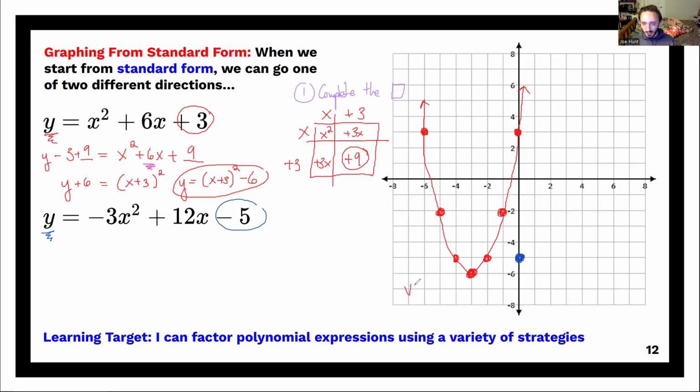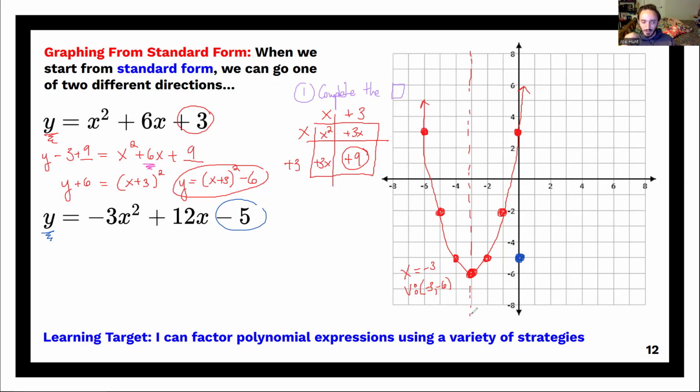What I want you to notice here on the vertex is that it's currently at -3, -6. The axis of symmetry is going to pass right through it. It's this vertical line that we write at x equals -3. The reason I keep harping on that is that completing the square is not necessarily the only way to get the graph if you're working with something in standard form. There's kind of a faster way to do it.